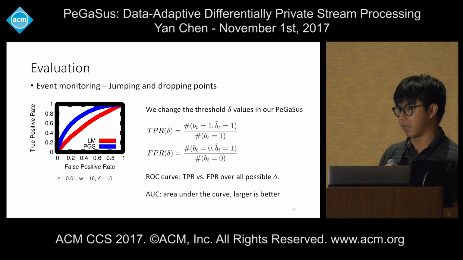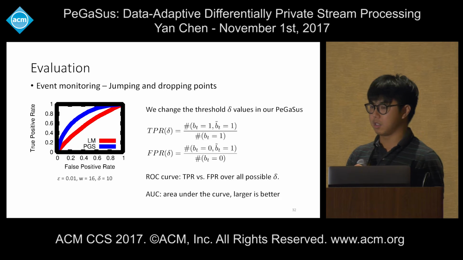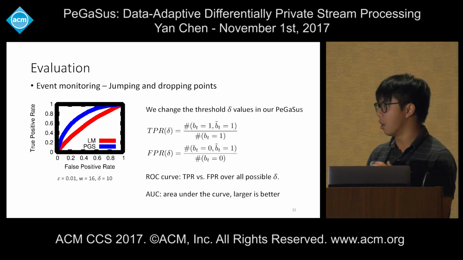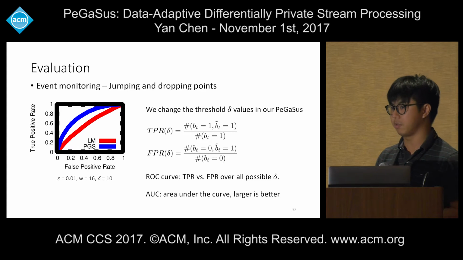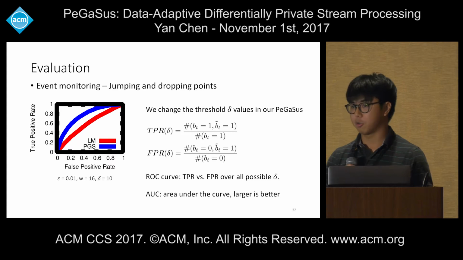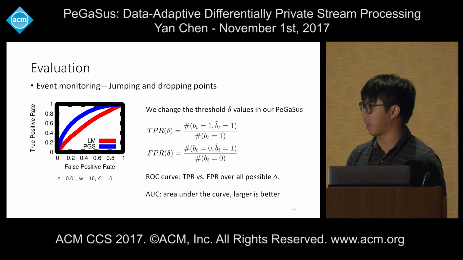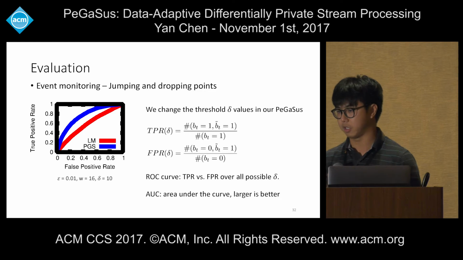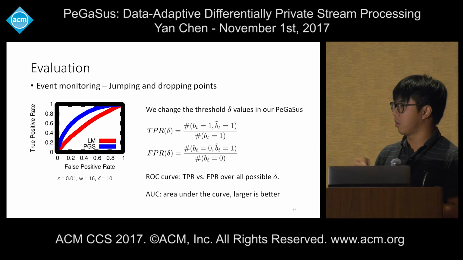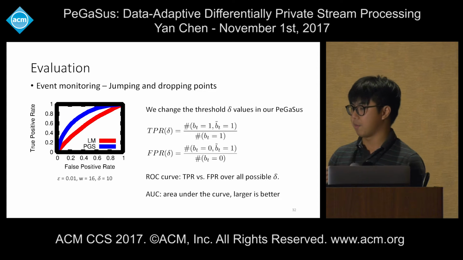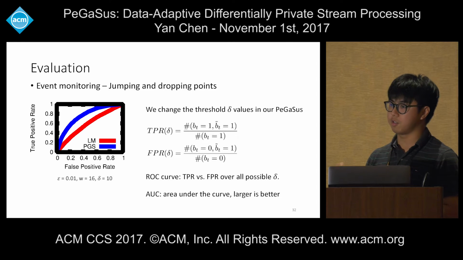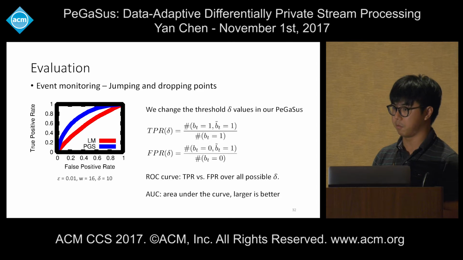And the false positive rate value, which is defined to be the number of times the event is falsely detected to happen over the number of times the event does not happen. So the ROC curve is now defined as the TPR values versus FPR values over all possible threshold delta. There's another measure, AUC, which is called area under the curve, which helps us to determine how good the performance of the algorithm is. Usually a larger AUC implies a better performance.